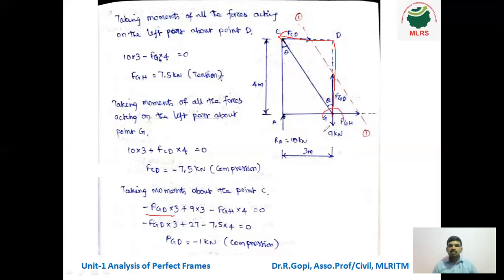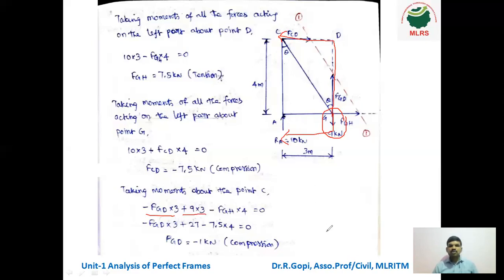Here you can see the external force is acting. Before that we didn't take it. Why? Because first we took joint D, so the 9 kilonewton lies exactly at point D. And second we took joint G, so the 9 kilonewton is acting at joint C, so distance is 0 and 9 kilonewton will not come. But in the third case, we are taking moments about the point C, so there is a distance of 3 meter. So 9 into 3. What is the direction? It is clockwise, so put plus: plus 9 into 3.